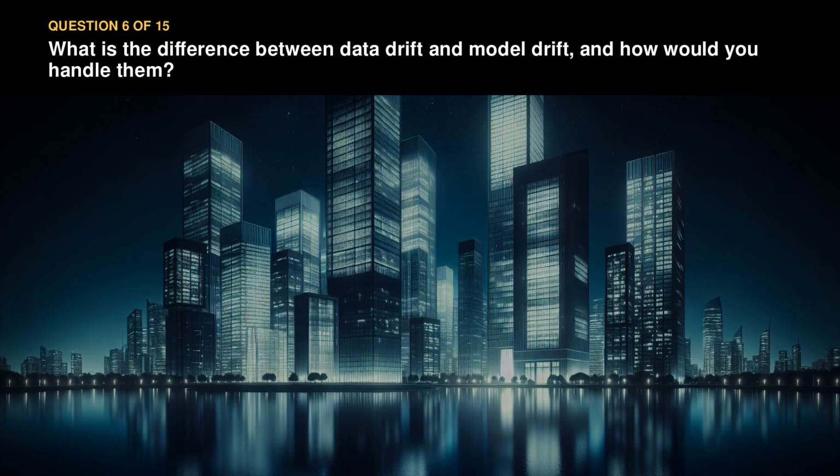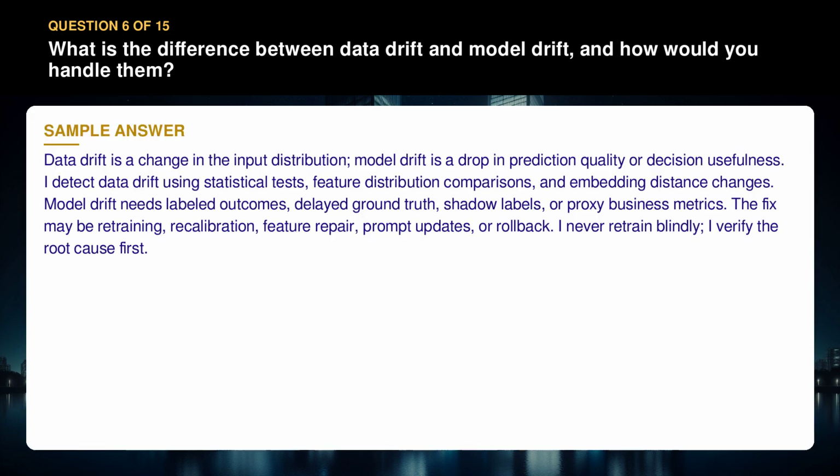Question 6. What is the difference between data drift and model drift, and how would you handle them? Data drift is a change in the input distribution. Model drift is a drop in prediction quality or decision usefulness. I detect data drift using statistical tests, feature distribution comparisons, and embedding distance changes. Model drift needs labeled outcomes, delayed ground truth, shadow labels, or proxy business metrics. The fix may be retraining, recalibration, feature repair, prompt updates, or rollback. I never retrain blindly. I verify the root cause first.